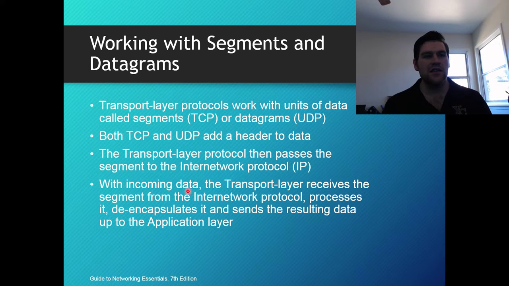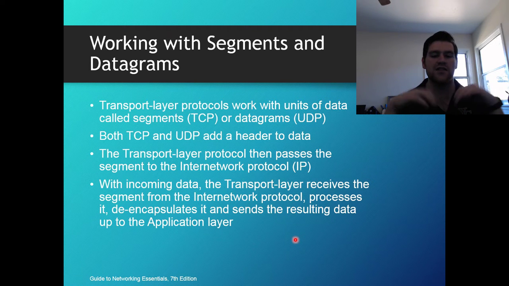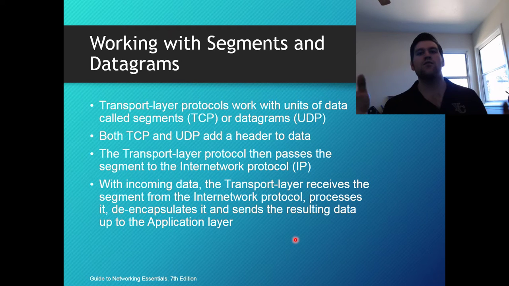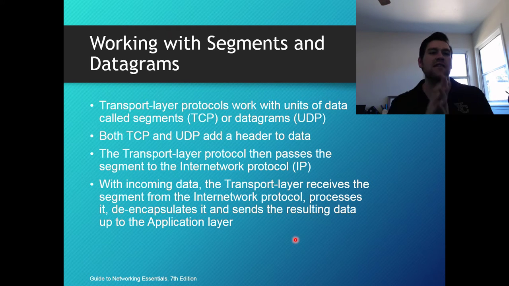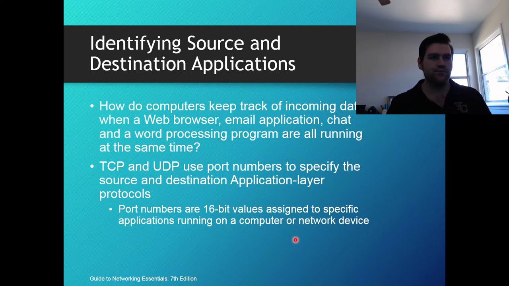With incoming data, the transport layer receives the segment from the internetwork protocol, processes it, de-encapsulates it, and sends the resulting data to the upper layer. So de-encapsulation happens at this layer as well. Encapsulation would be adding that TCP header and sending it down. De-encapsulation is receiving it from the network protocol, stripping the header, and sending it to the appropriate application layer protocol based on the port number.